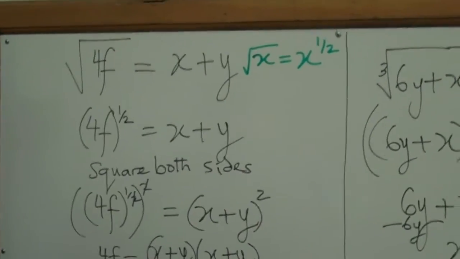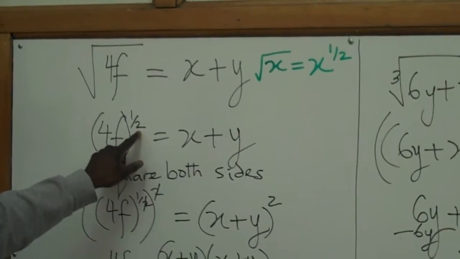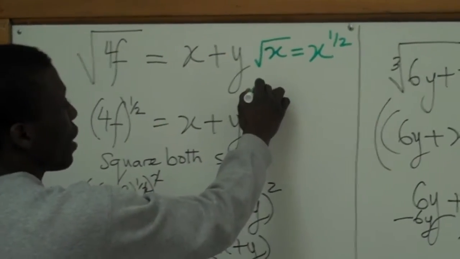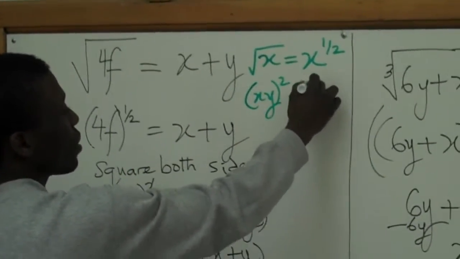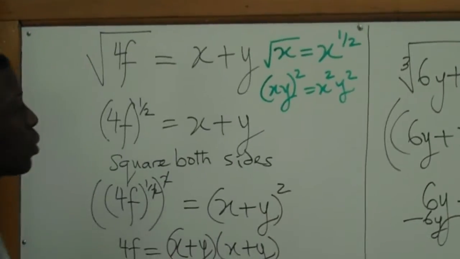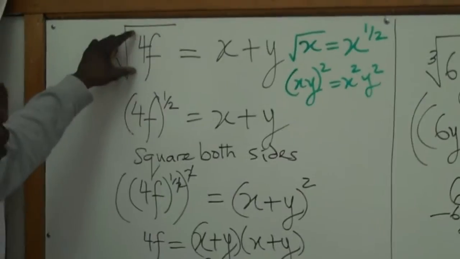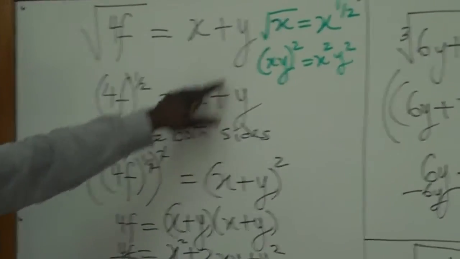Using that law, we go ahead and rewrite 4f to the power half. And this half applies to both the 4 and the f. Let me say at this point, another law of indices tells us (xy) squared is the same as x squared y squared. So using those two laws, we're going to move on. The square root of 4f could be rewritten as 4f to the power half. The same thing on the right, we haven't changed anything.